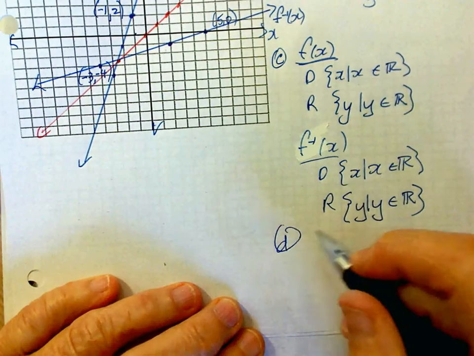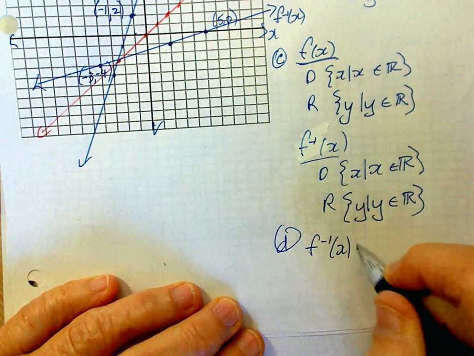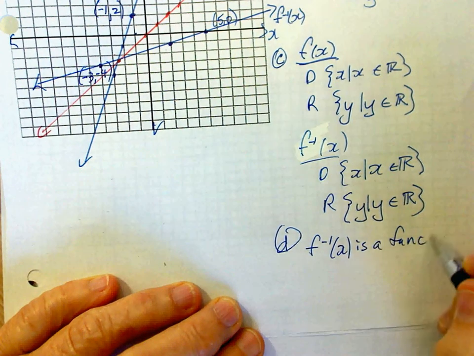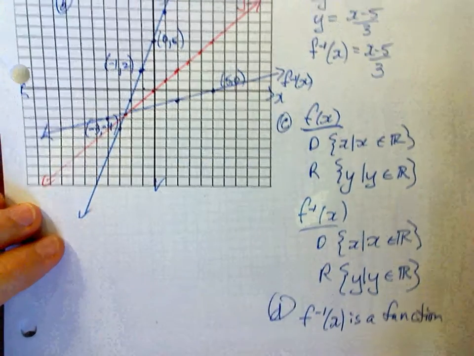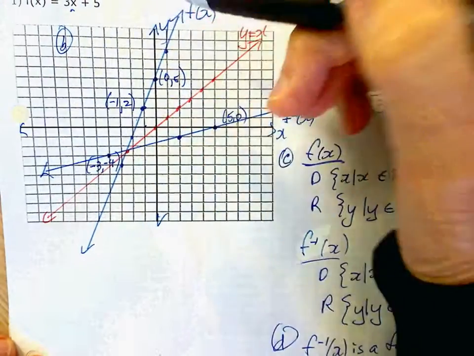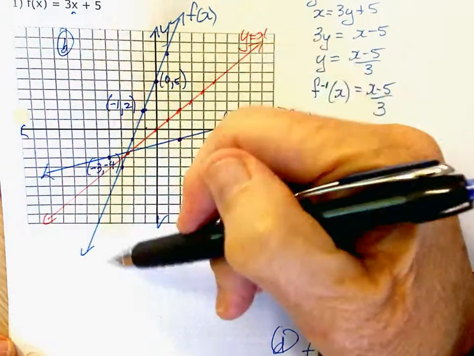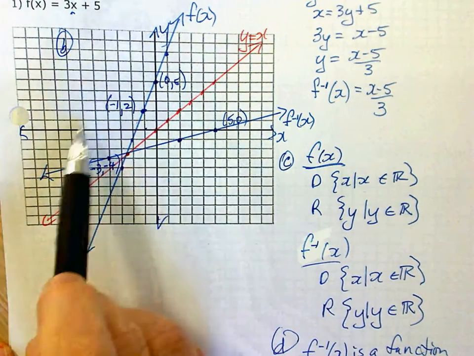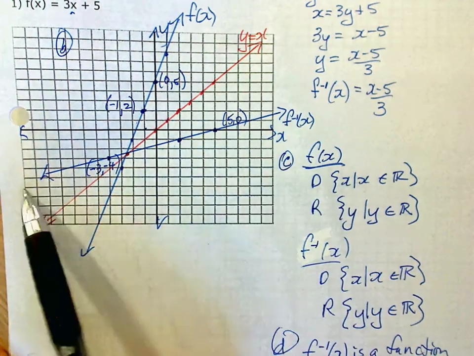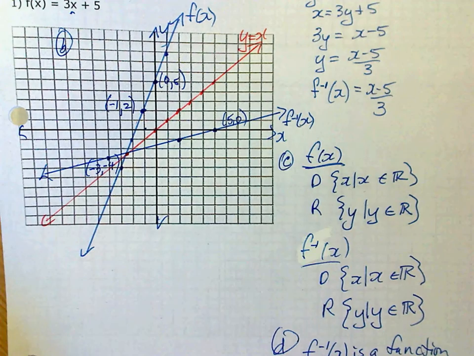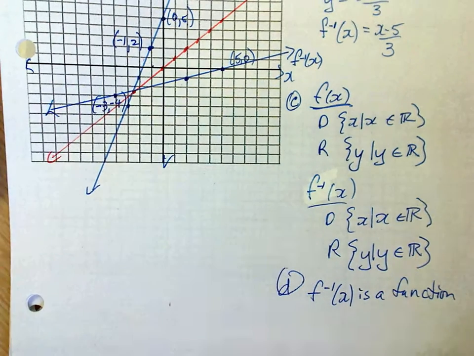F inverse of x is a function. If I were to look at that, it passes the vertical line test. It passes the horizontal line test, right? F of x passes both vertical and horizontal line tests. So we know the inverse of f of x is a function. May I explain anything better, or would you like me to elaborate on anything? Let's look at, what else do we have here?